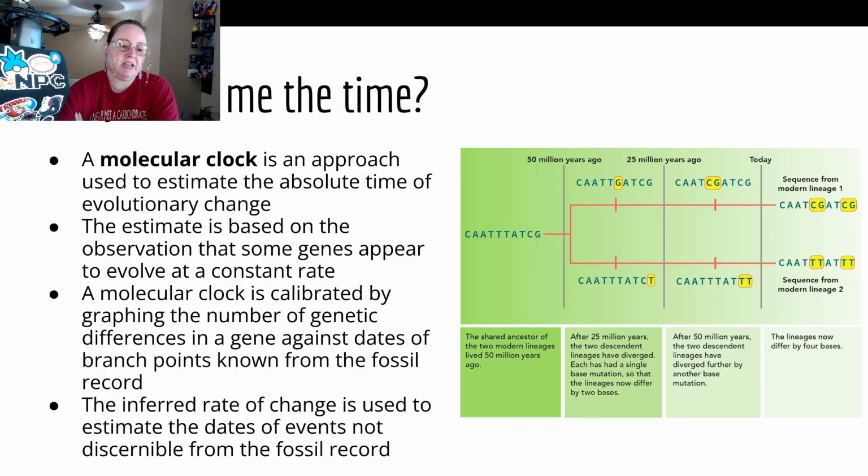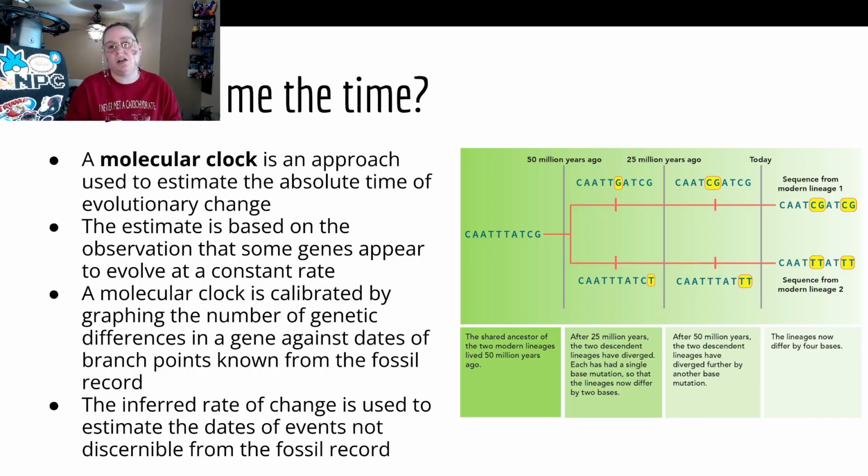Anyway, the molecular clock is calibrated by graphing the number of genetic differences in a gene against dates of branch points known from the fossil record. And it really helps if it wasn't just the fossil record, but if we got some DNA there too. Because remember, we're carrying around a lot of DNA we don't use. It's not junk DNA. We can use it.